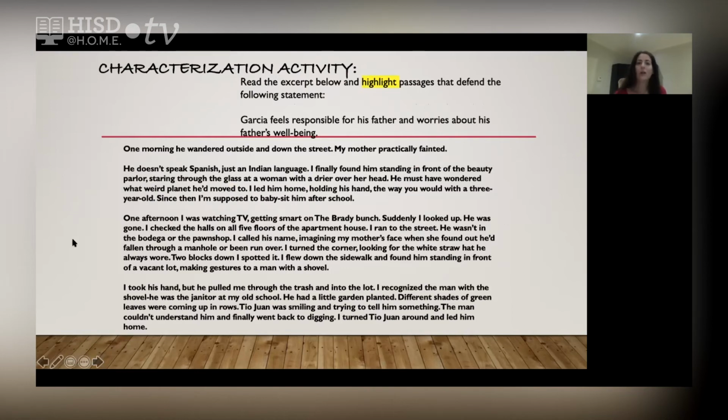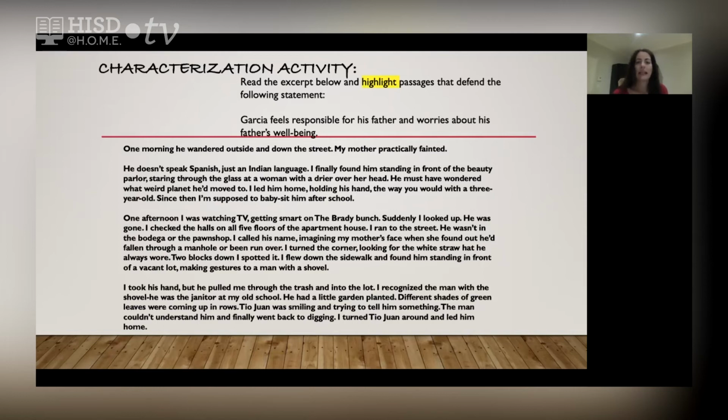Characterization activity. Read the excerpt below and get out that highlighter. We're going to highlight passages that defend the following statement: Garcia feels responsible for his father and worries about his father's well-being. So you're going to highlight places in the text we're going to read together now where you feel it is defending that statement of Garcia feeling responsible for his father and worrying about his father's well-being.